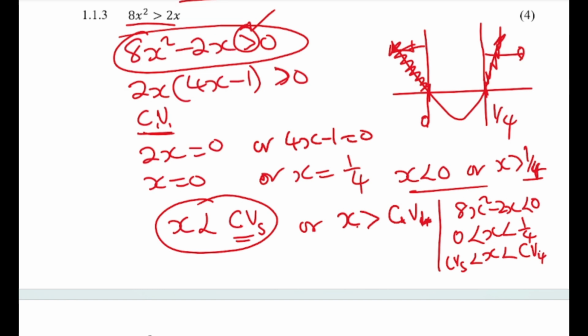Okay, but take note, your graph must be concave upward. When it's concave down, you really need to interpret that. But if it's concave up, your solution for greater than will be like this, and the solution for less than will be like this, always. So make sure that your graph is always concave up if you want to use this method.